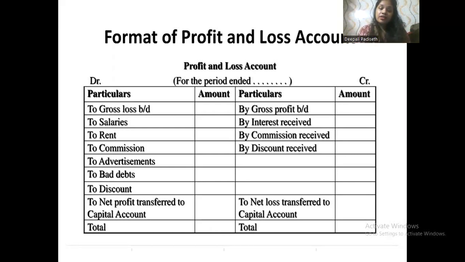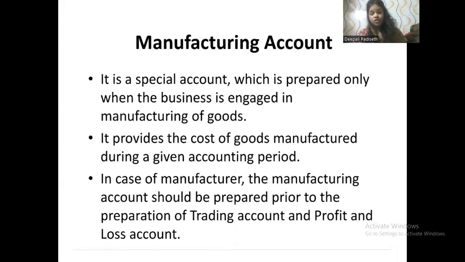On the right hand side, the credit side, we have gross profit. It is transferred directly from the trading account. Interest received is the amount received as interest on investments. Commission received: if we are giving a business to someone, then the commission which we receive is the commission received in the particular parts. Next is the manufacturing account.